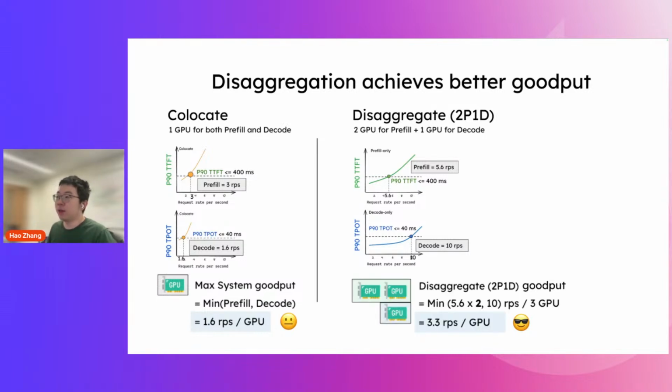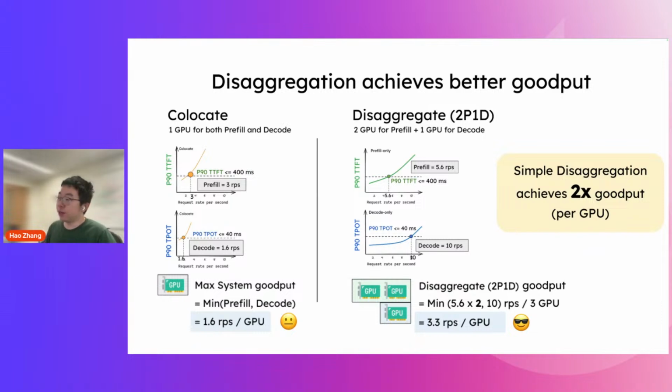Because if we allocate 2 prefill workers, we can sustain a maximum RPS of 11.2, right? And for decode, we allocate 1, and it's 10, and we still take the minimum, that is the minimum of 5.6 times 2 and 10. We take the minimum and basically get 10. And then we divide it by 3 GPUs, and we get 3.3 requests per second per GPU.